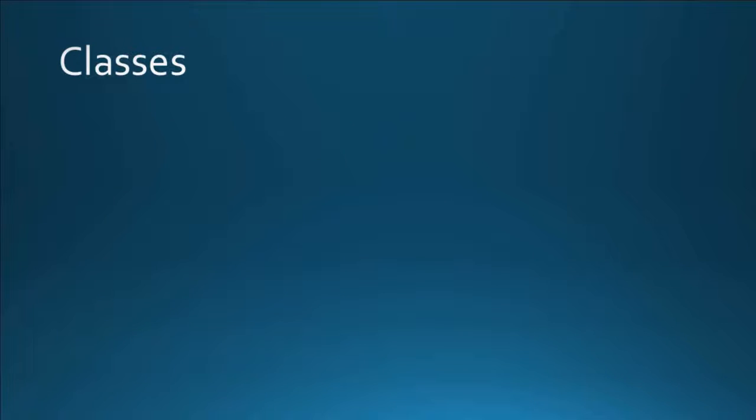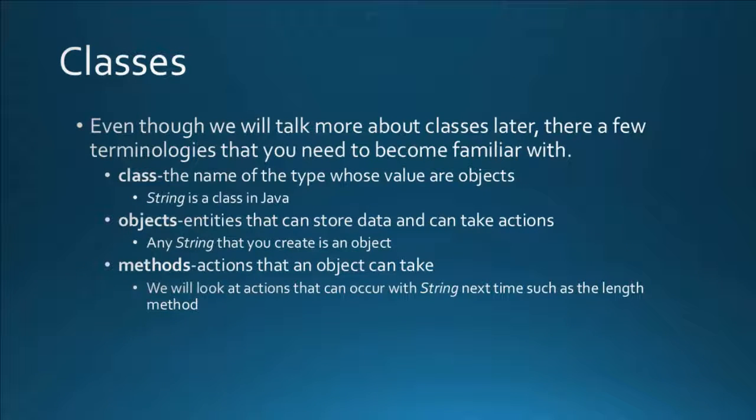All right, real briefly, we've got to talk about classes. Even though we're going to talk more about classes later, about chapter 4, there are terminologies that we should start to become familiar with. The first of which is the class. The class is the name of the type of value, or objects. In this case, the class that we're using is String. String is a class that exists inside of Java.